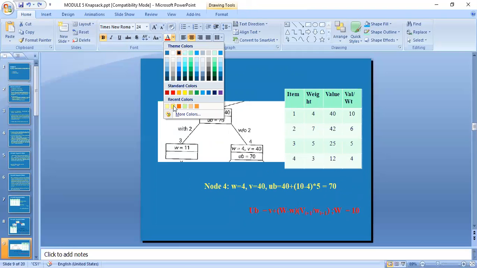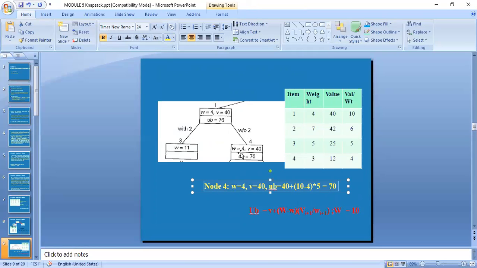Node 4 is calculated with weight 4 and value 40. So your upper bound is 40 plus the remaining capacity. The maximum capacity is 10, the current weight is 4, so the remaining capacity is 10 minus 4, which is 6, into the ratio of the next item. Your i value is equal to 2, so i plus 1 is obviously 3. The third ratio is 5. So 10 minus 4 is 6, 6 into 5 is 30, and 30 plus 40 gives 70. So here we got 70. Clear?